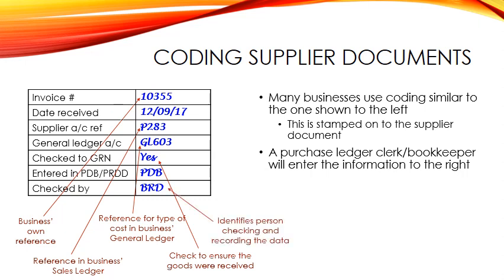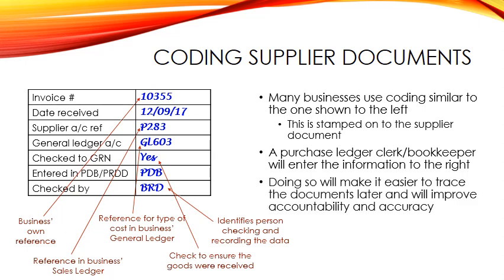And it's probably a good idea to record just the initials or the name of the person who's done this work, so that we can identify them at a later point if there is any query or confusion over what has been done. All of these codes that we're adding onto our supplier documents are there to try and make it easier to both trace the documents at a later point and hopefully make sure that the invoice is checked and it's accurately recorded.